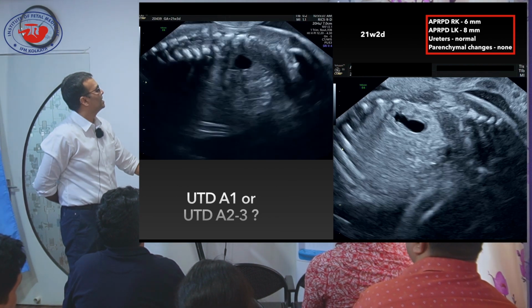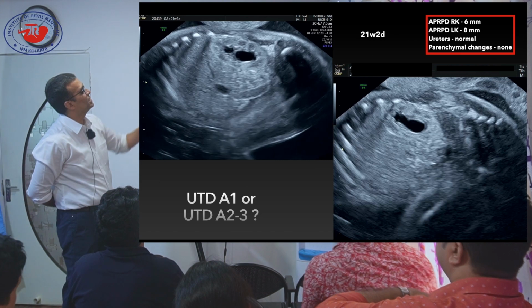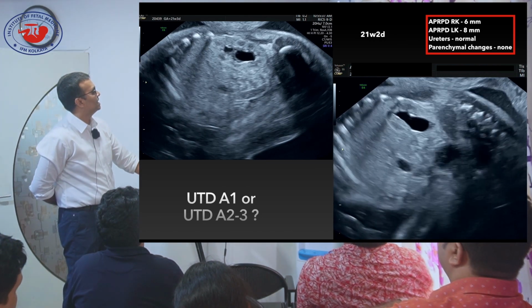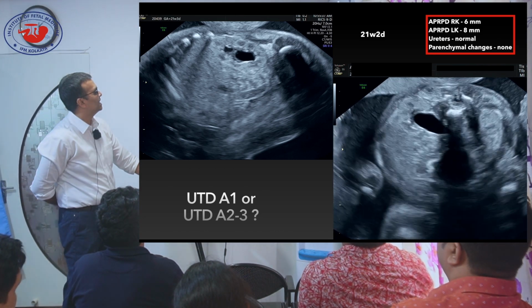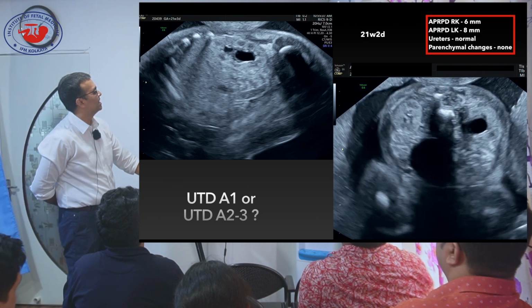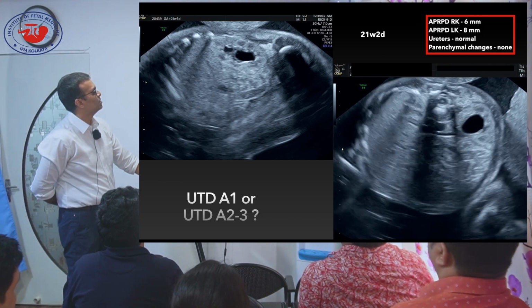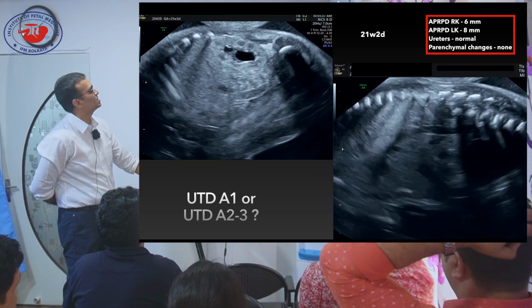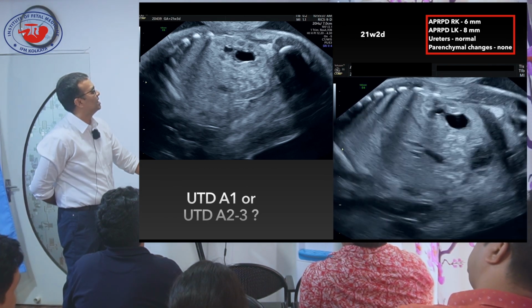This is one kidney. APRPD 6 millimeter, 8 millimeters, ureter normal, parenchymal changes none. Now you see both the kidneys are echogenic. So 6 millimeter and 8 millimeter. But this accentuated echogenicity was because of the high frequency probe. Okay.